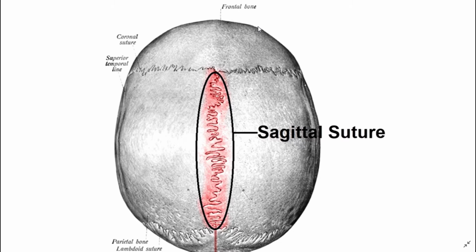See, this is the view of our skull. This is the frontal bone, this is the occipital bone, this is the temporal bone, and this is the sagittal suture. This sagittal suture is dividing the temporal bone into two parts. One is the left temporal bone, another is the right temporal bone.